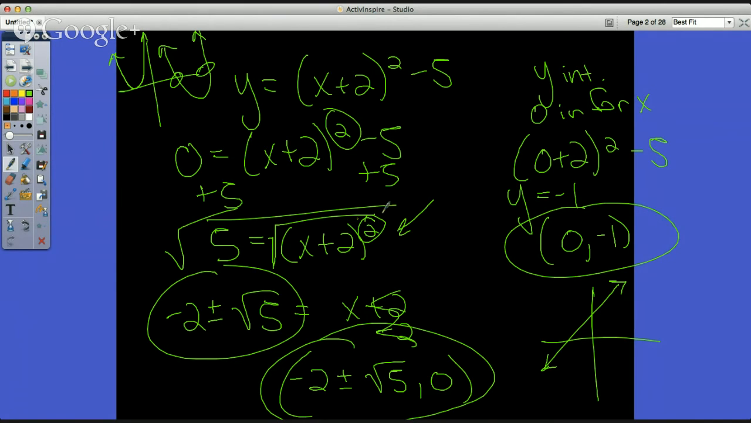So if I square root both sides to get rid of that square, now I'm left with x plus 2 on the right. But when I square root a squared on the right side, I get a plus and minus on the left. That's why it's plus or minus the square root of 5 equals x plus 2. Subtract 2, and that's why I get -2 plus or minus the square root of 5 as my answer. Does that make better sense?